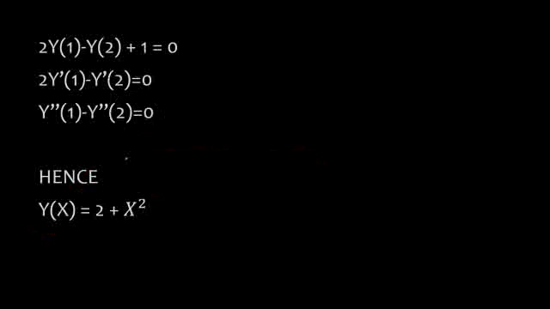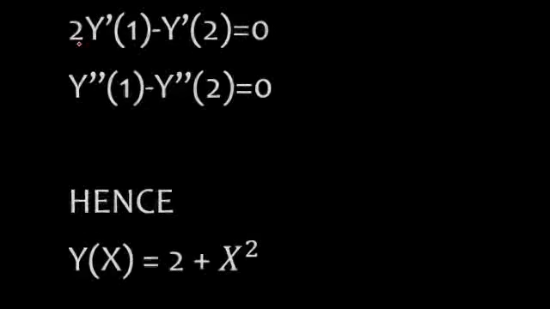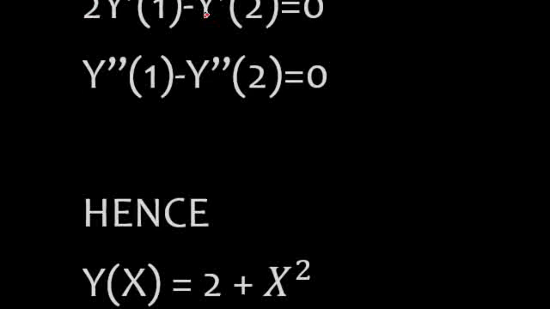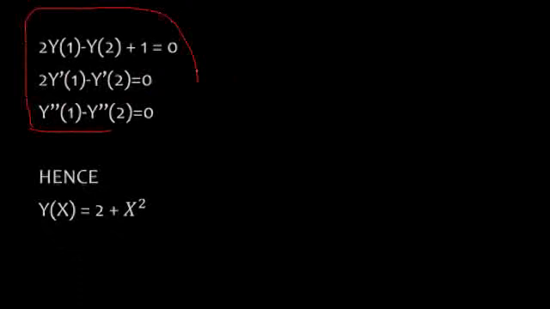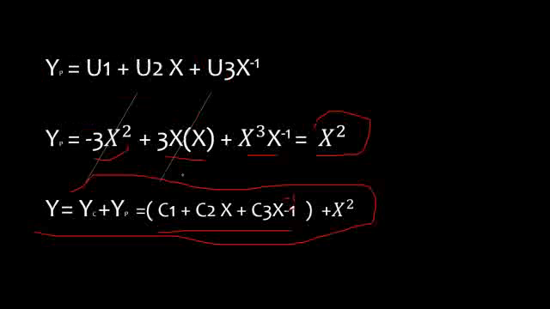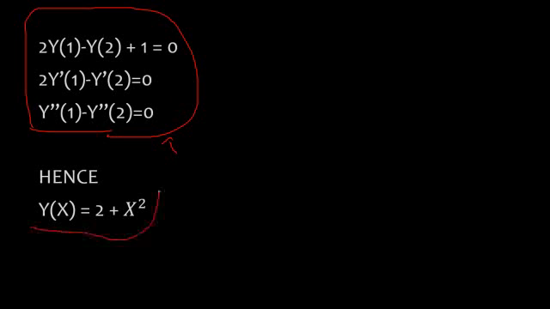So we're given these conditions: 2 times y of 1 minus y of 2 plus 1 is equal to 0, and 2y prime of 1 minus y prime of 2 is equal to 0, and also this. After this, we found out that the solution that would satisfy these conditions is y of x equals 2 plus x squared.